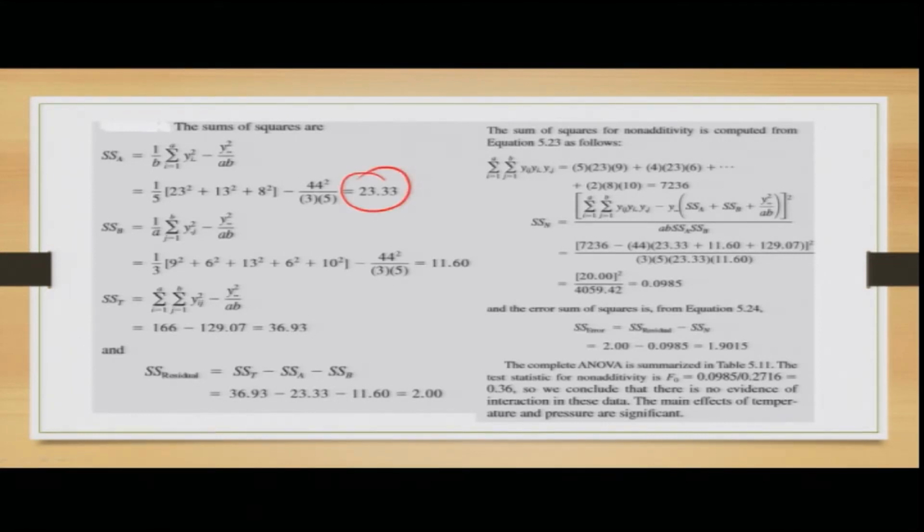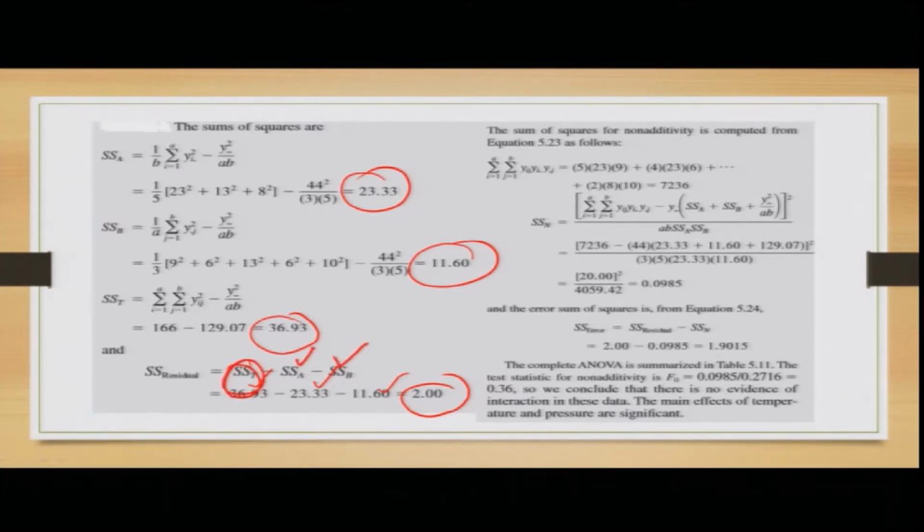The sum of squares for B comes out to be 11.60, just from the simple calculation we have done. The total sum of squares comes out to be 36.93, and then the residual values would come out. So, this is the total sum of squares, 36.93, minus 23.33 and 11.6, which gives 2.